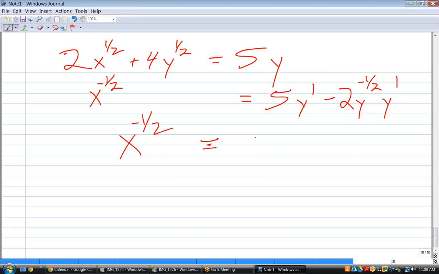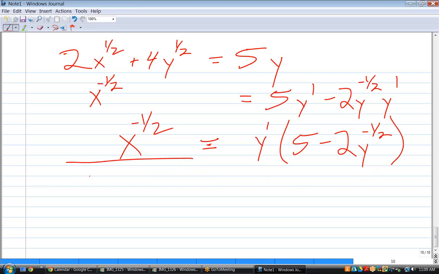Now would we factor out the y prime? Yep, that's always the toughest step to see. In other words, if you're going to stumble at any point in these processes, it's going to be that one. So remember it. That's really the only tough part, making sure you factor out that y prime. What's left? 5 minus 2y to the negative 1/2. And the last step? Last step would be divide on both sides by the 5 minus 2y to the negative 1/2.